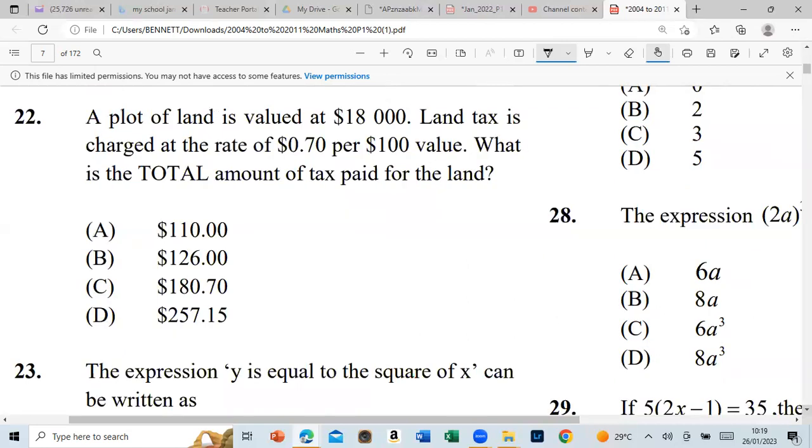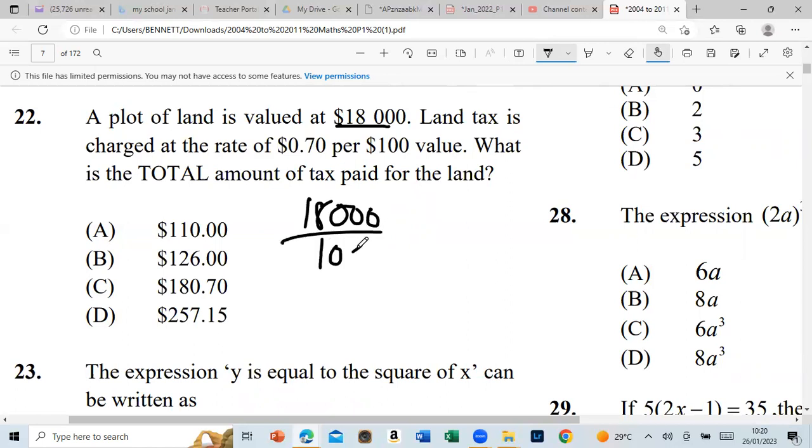A plot of land is valued at $18,000. Land tax is charged at the rate of 0. That is basically 70 cents per 100 value. What is the total amount of tax paid on the land? Alright, so let's see how many 100 is in this. That's the first thing I would do. If you have a better idea, guys, a simpler way, you can type.